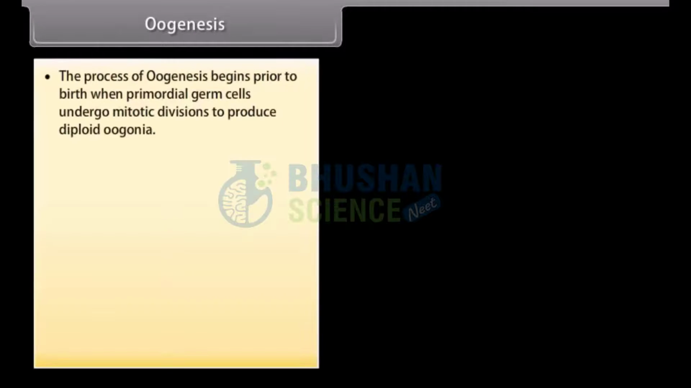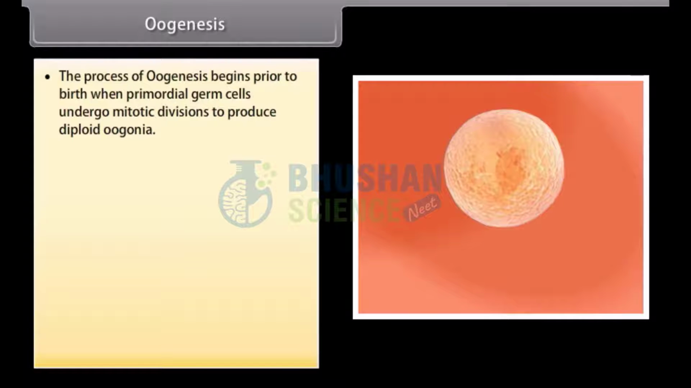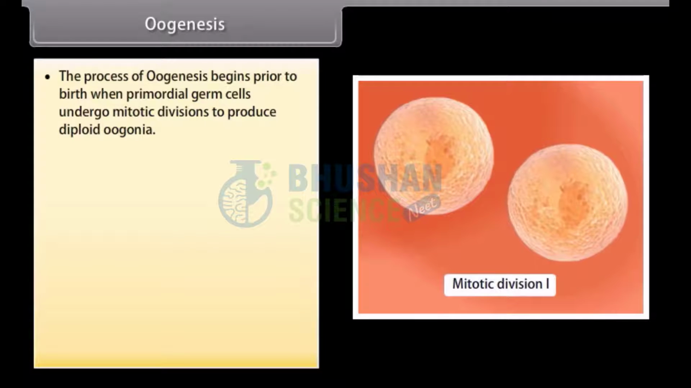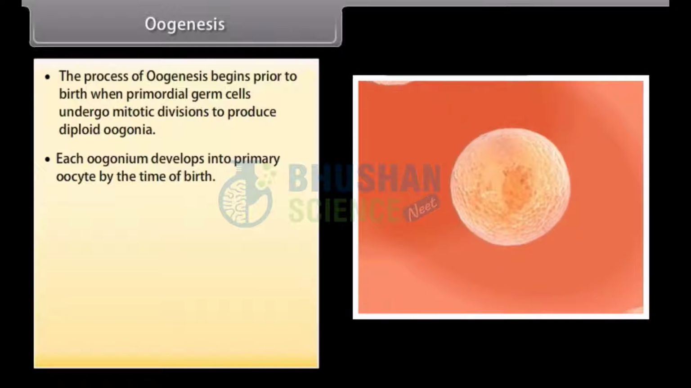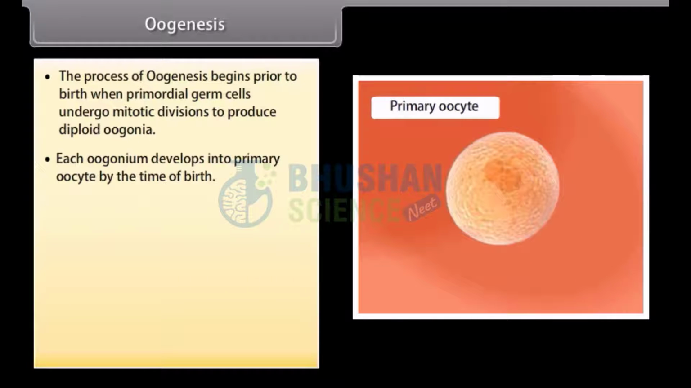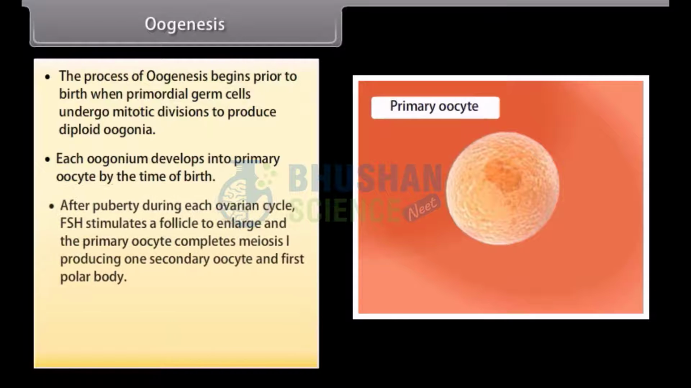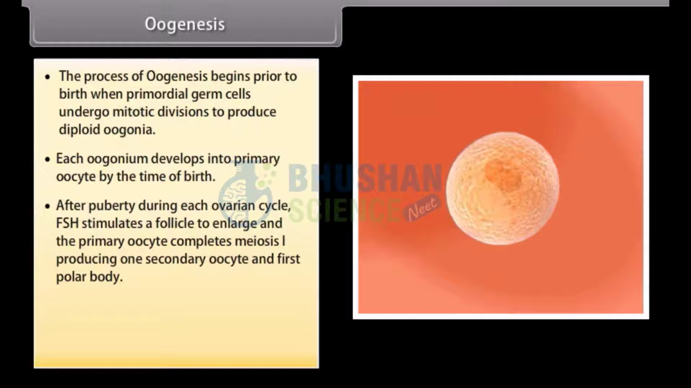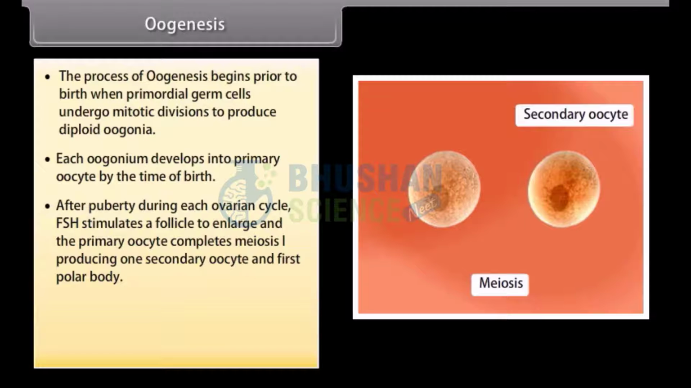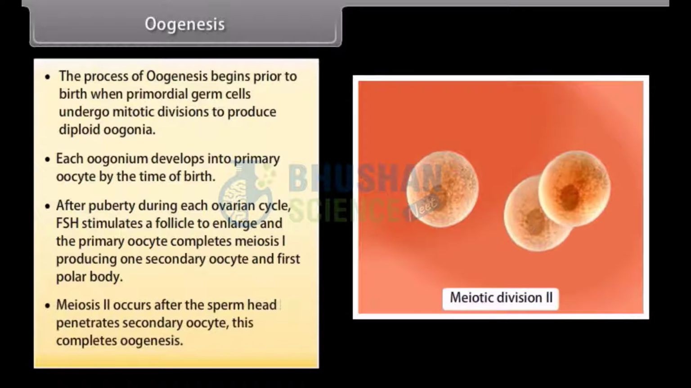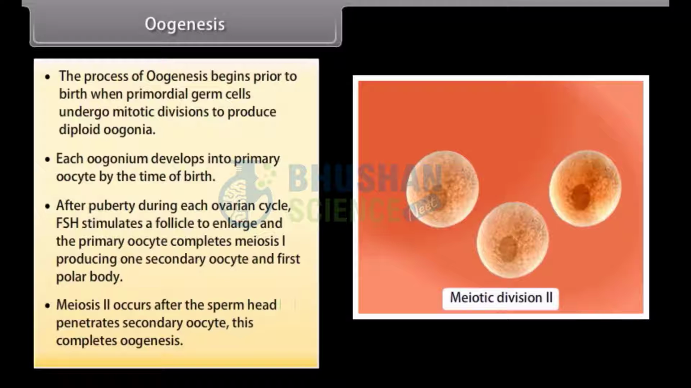Oogenesis. The process of oogenesis begins prior to birth when primordial germ cells undergo mitotic divisions to produce diploid oogonia. Each oogonium develops into primary oocyte by the time of birth. After puberty, during each ovarian cycle, FSH stimulates a follicle to enlarge and the primary oocyte completes meiosis I, producing one secondary oocyte and first polar body. Meiosis II occurs after the sperm head penetrates secondary oocyte. This completes oogenesis.